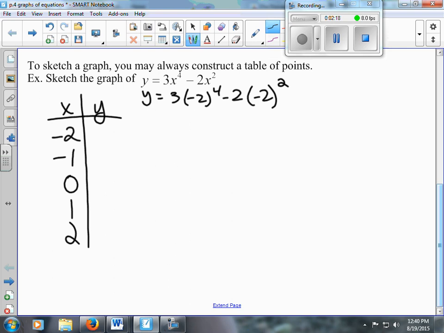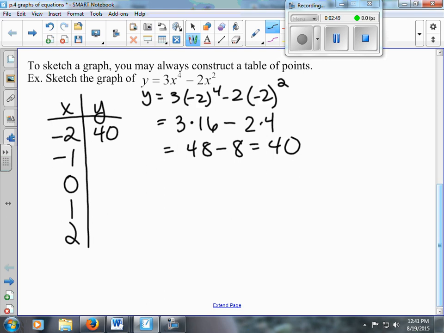Please be sure to always plug in numbers in parentheses so that the operations occur to both the number and its sign. Because if you have negative 2 like this, we have to make sure that when we take negative 2 to the 4th power, we do that to the negative as well. So this is 3 times 16 minus 2 times 4, because negative 2 squared is 4. Okay, so 3 times 16 is 48, minus 8, that's 40. So if the y coordinate were 40, then the coordinate negative 2, 40 is a solution, and that would be a point on the graph.